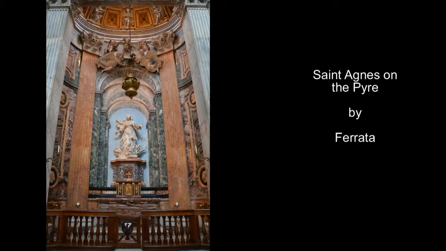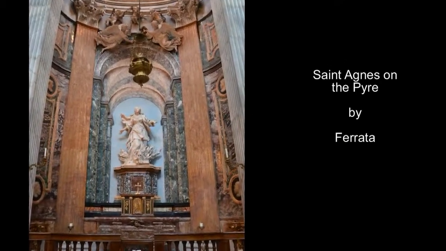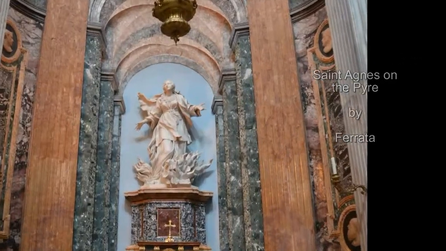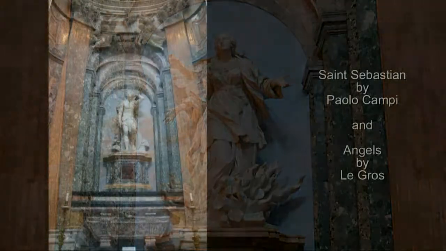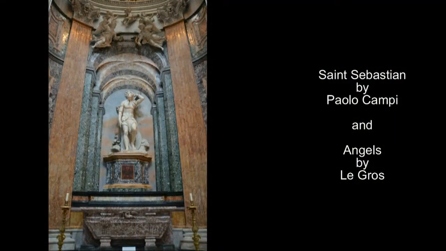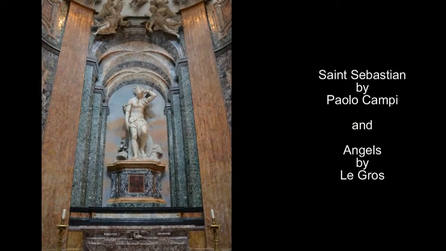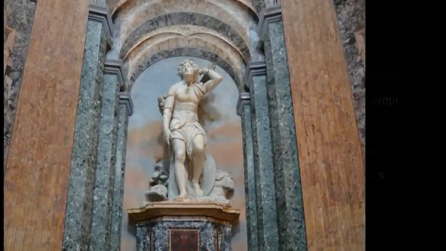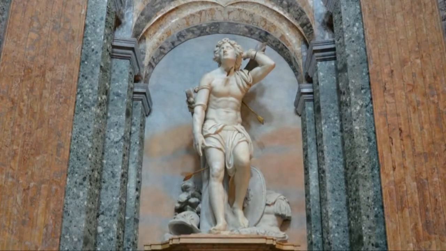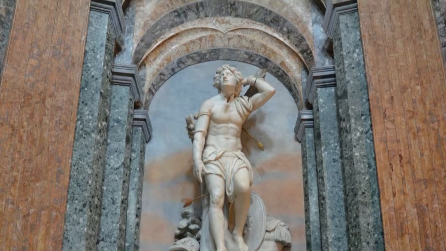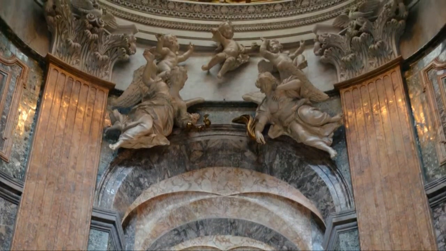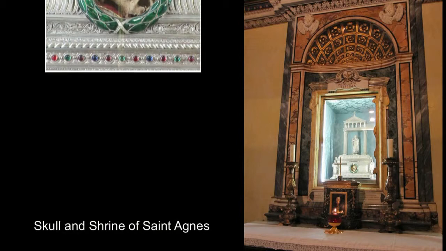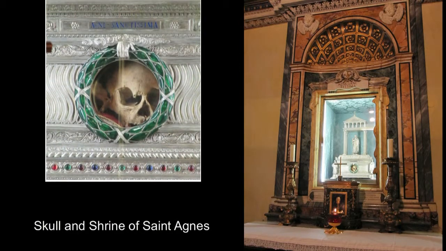Ferrata is responsible for the side altar depicting Saint Agnes on the pyre, one of his best works. The much later opposite side altar of Saint Sebastian by Paolo Campi dates from 1717-1719 and also boasts 2 marble angels by his master Pierre Legros, which might well be Legros's very last works. The shrine of Saint Agnes containing her skull.